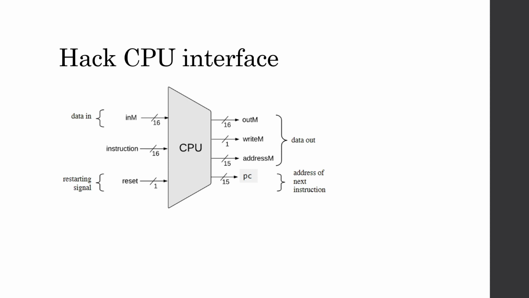It's got a 15-bit width output called addressM, and it's got a 15-bit width output called PC, and that stands for program counter. Let's try to say that five times fast.